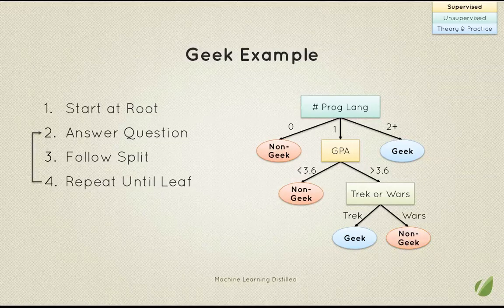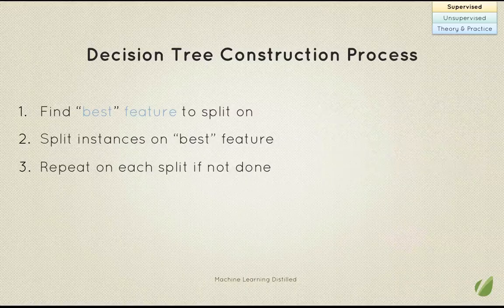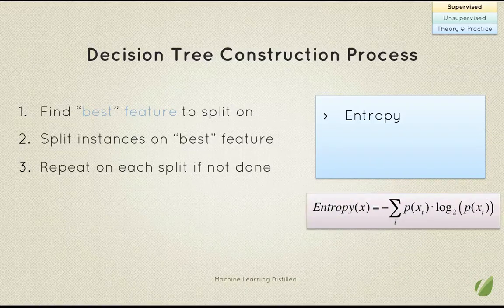The next thing we need to consider is, how do we actually construct one of these decision trees from a set of data? These are the 3 steps in creating a decision tree. First, we're going to find the best feature to split on. There are several ways of doing this. One way is using a measure called entropy, which is related to information gain. This is the equation for entropy, and entropy is really just a measure of how much uncertainty there is in a set of data, how mixed up the data is. If the data is more mixed up, it has more entropy, and this is based on information theory.